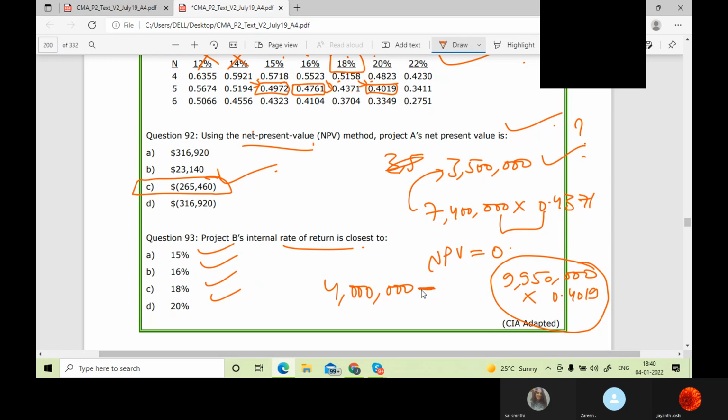This is your inflow, na? We are discounting this inflow to the present value today. So we are multiplying with discounting factor. Suppose this answer is 40 lakhs, so here you can get zero. So this 20% will be your IRR. Like that, you have to try with 15 and 16% also. I am waiting.